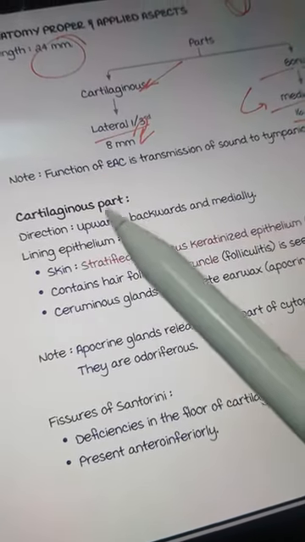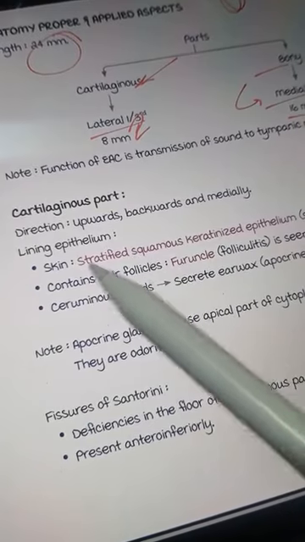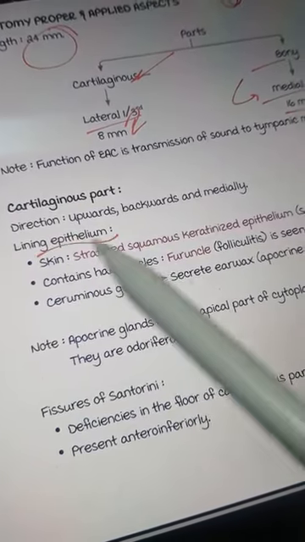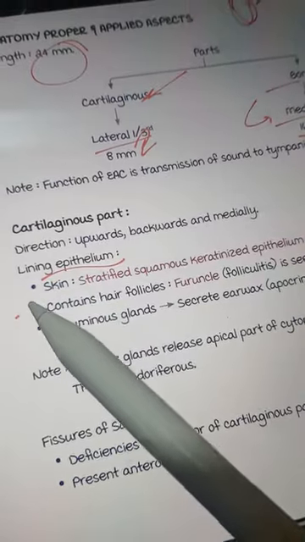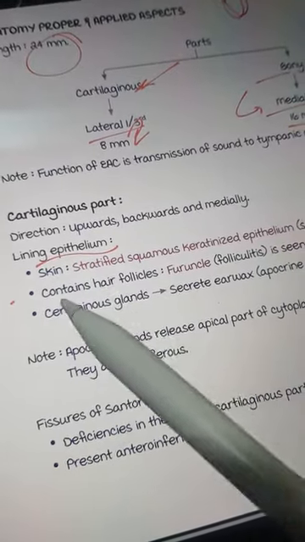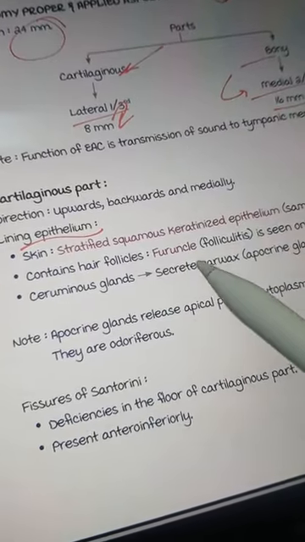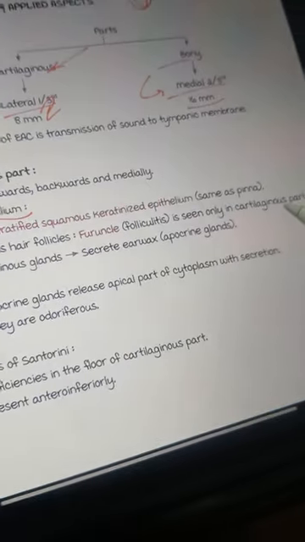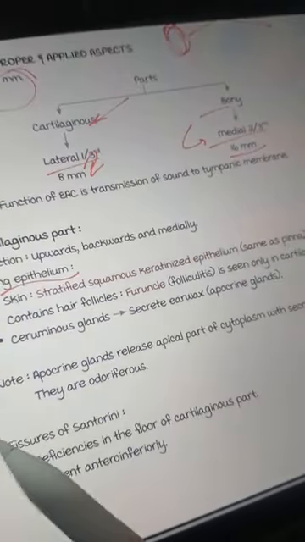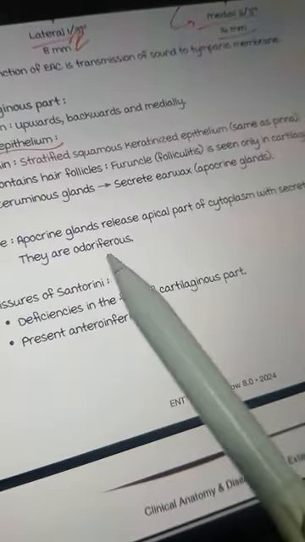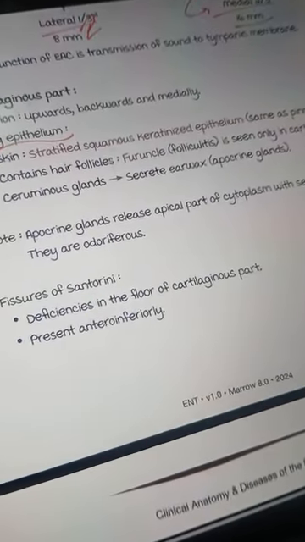Important to know is that the cartilaginous part consists of lining epithelium, which is skin, with hair follicles and ceruminous glands. The skin is a stratified squamous keratinized epithelium. Hair follicle problems, furuncle and folliculitis, are seen only in the cartilaginous part, and the ceruminous gland, an apocrine gland, will secrete the earwax.